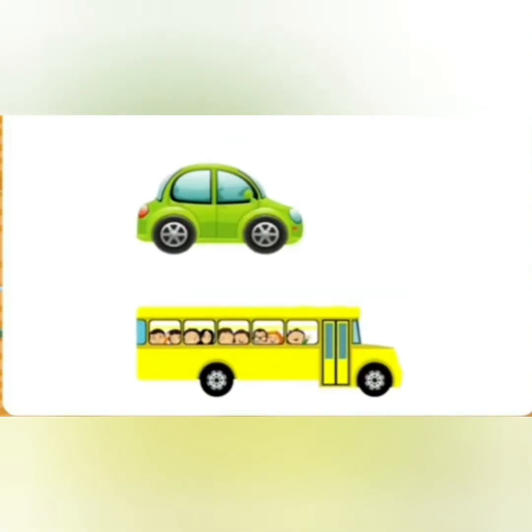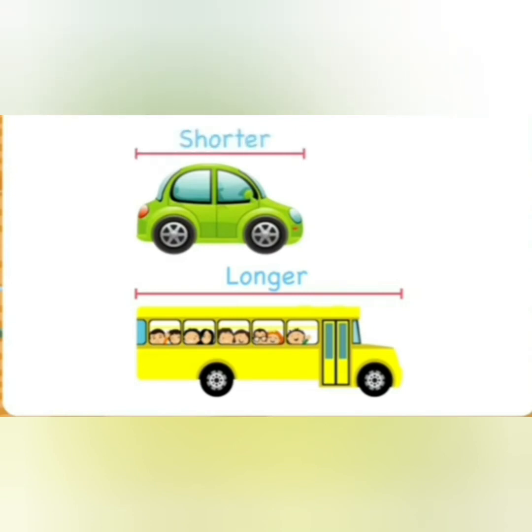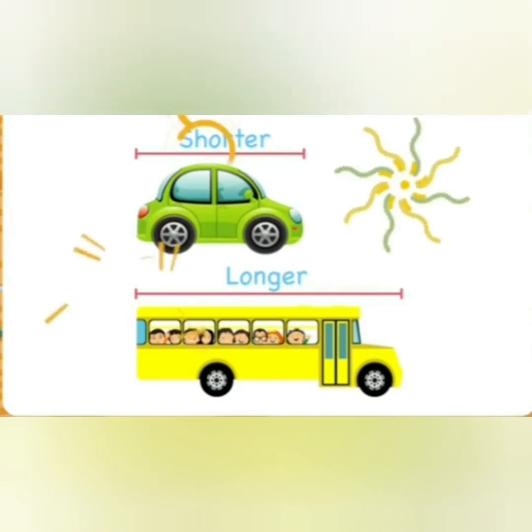We have a bus and a car. Which one is longer and which one is shorter? All right, correct. The bus is longer and the car is shorter. And the car is shorter than the bus. The bus is longer than the car.